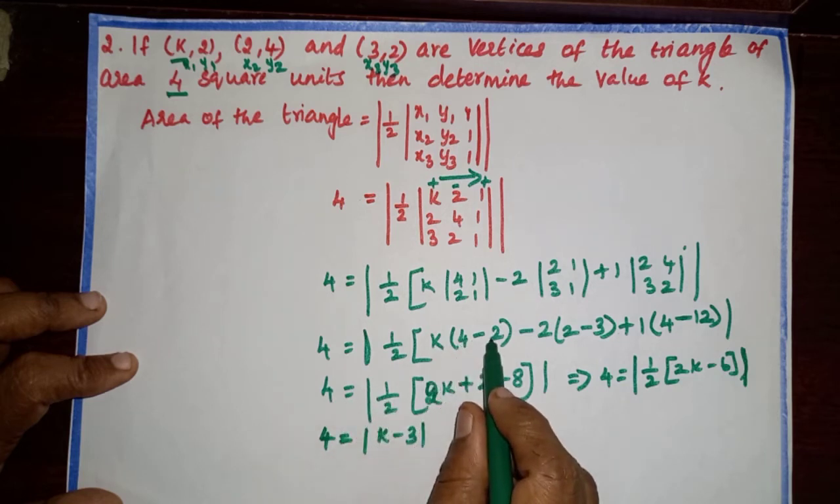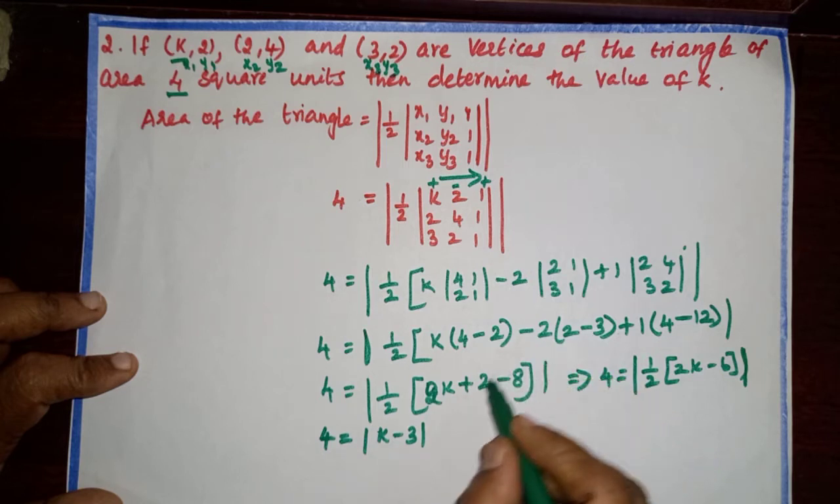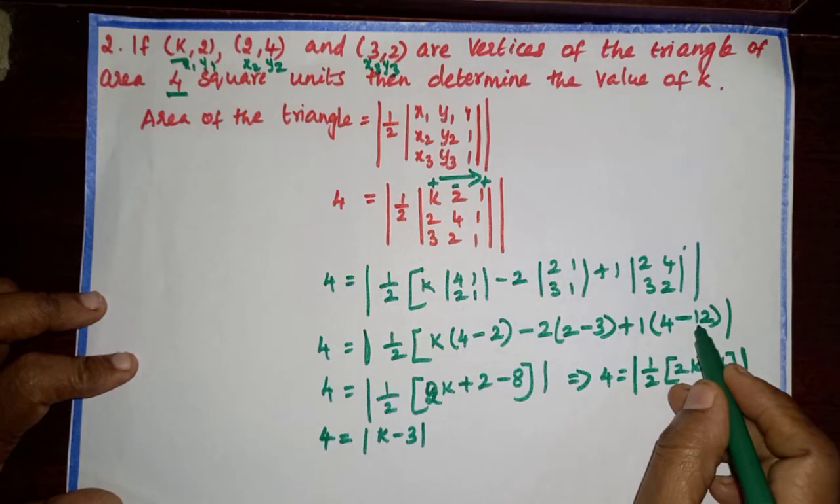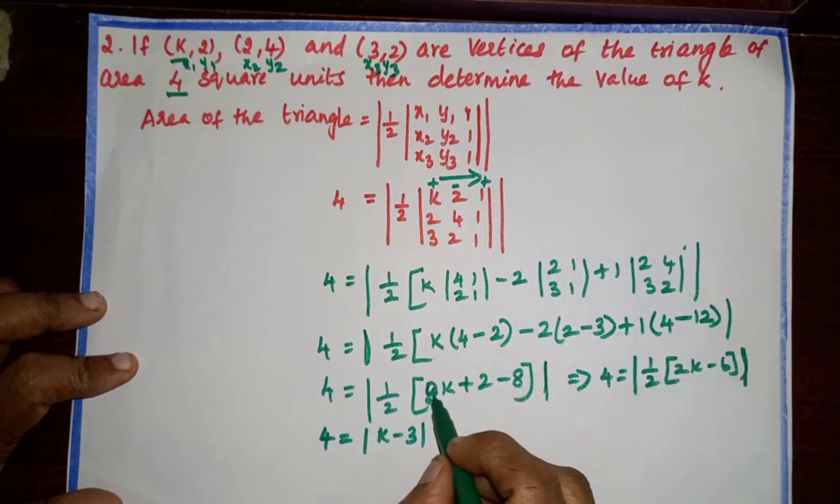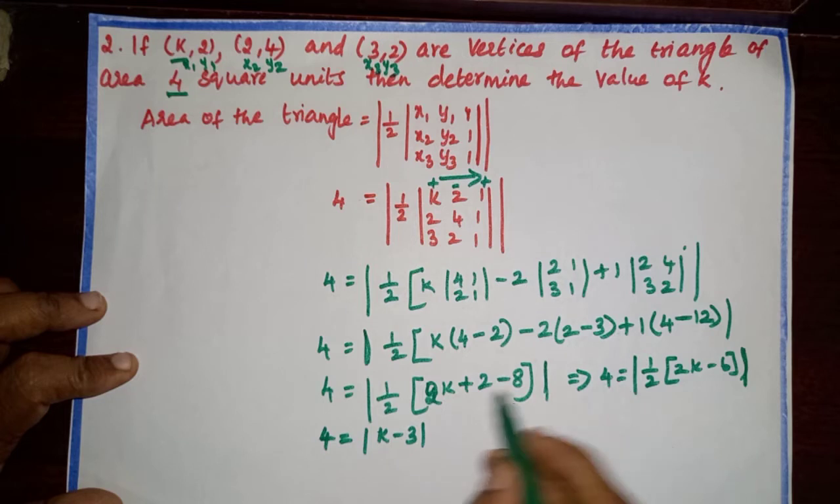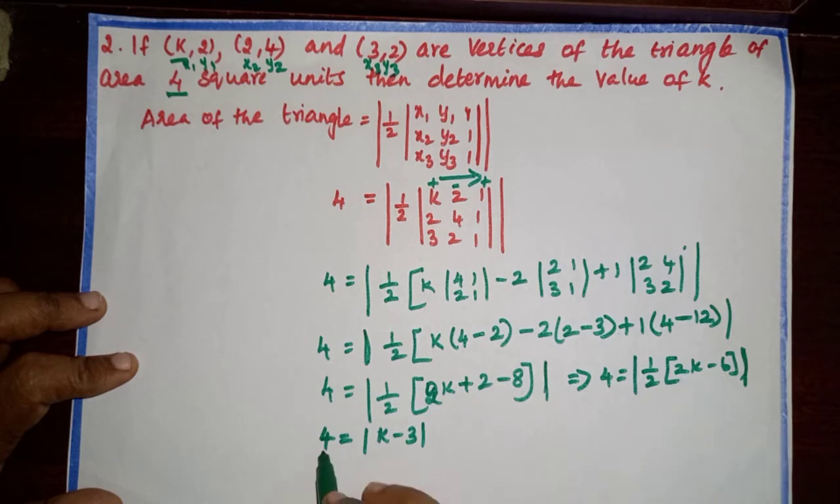4 minus 2 is 2k. 2 minus 3 is minus 1. Minus 1 into minus 2 is plus 2. 4 minus 12 is minus 8. Plus 1 into minus 8 is minus 8. Which gives 4 equal to 2k plus 2 minus 8 is 2k minus 6. Now divide by the 2. Then we have 4 equal to k minus 3.